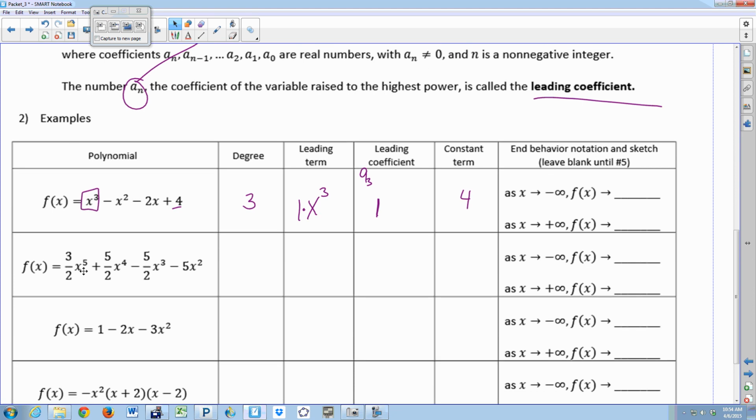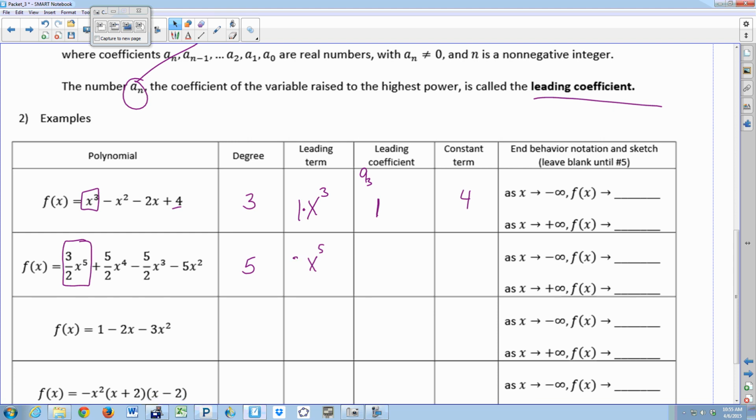Okay, let's go over to table 3. We've got 4 people over there. So who would like to start us off with the degree? Ashlyn? 5. Perfect. Yep, we got 5. Leading term? Melanie? X5. Okay, does everybody agree with that? So I put a little box around my first term. There it is. Is that the whole thing? Anything else there?